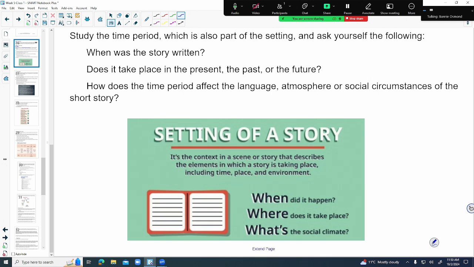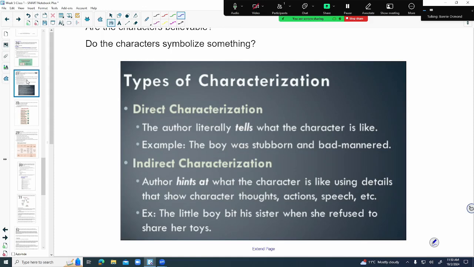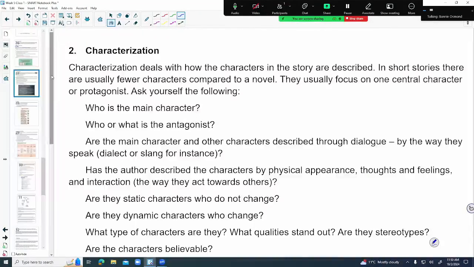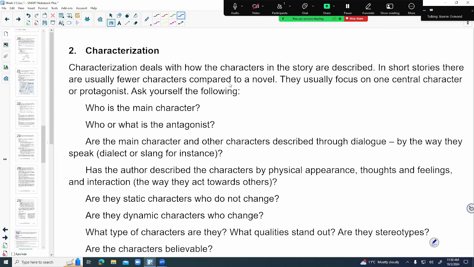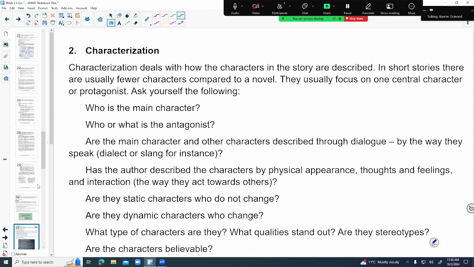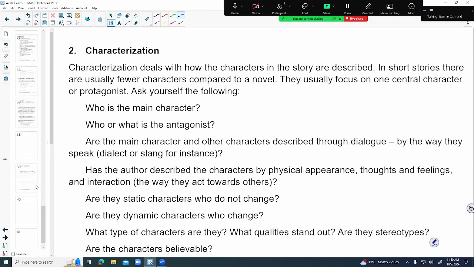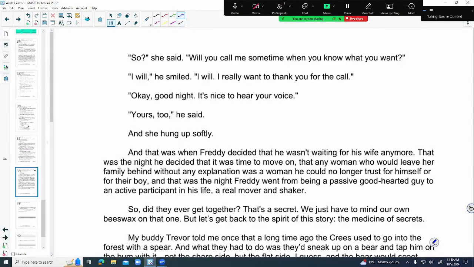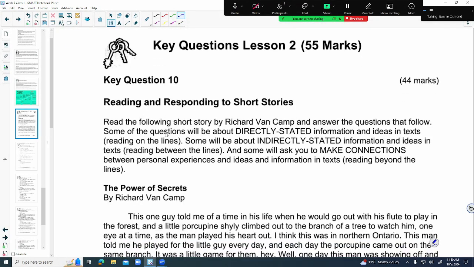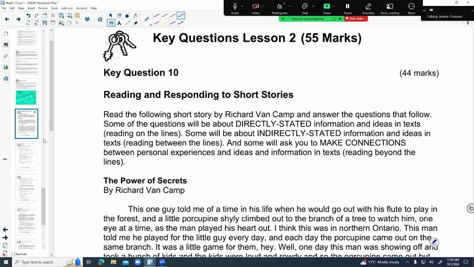Okay, so that is as much time as we have for today. On Monday we'll continue on with the characteristics of a short story, and we'll have a look at the first key question. In the meantime, try to get your key questions for lesson 1 all completed and sent out to me for marking, and get started on the first key question for lesson 1. Read through the short story and then you can start answering the questions, but we will go over that in class on Monday. So if you want to wait till then, great.